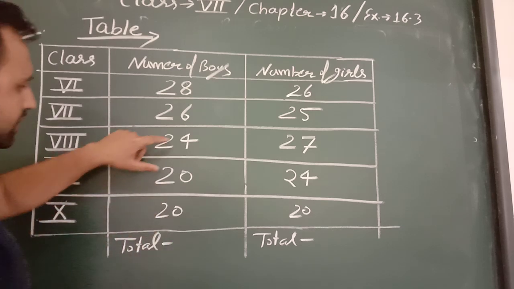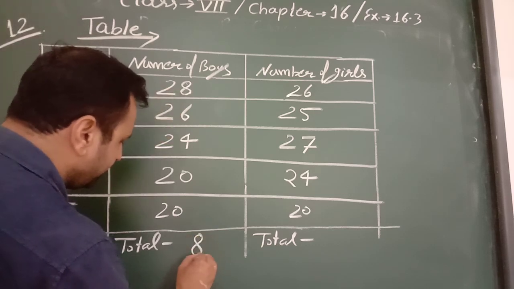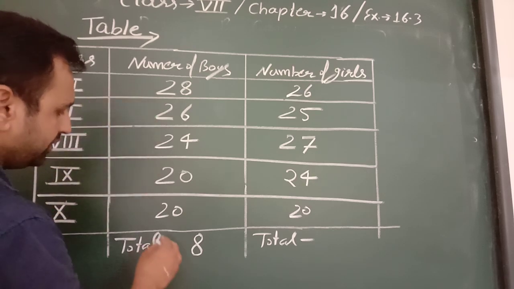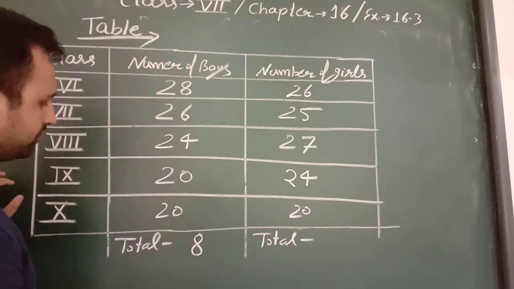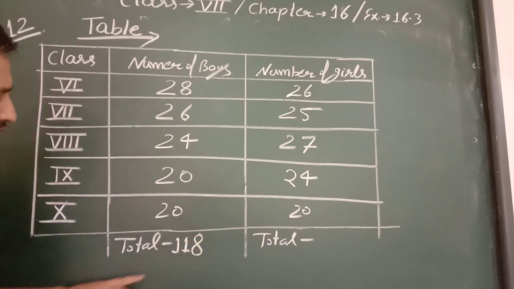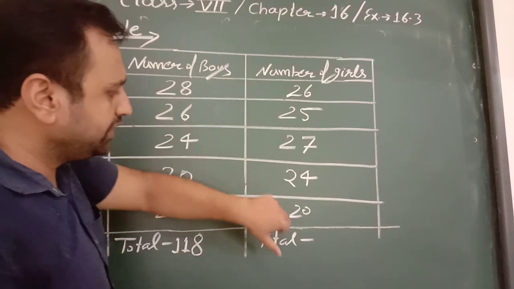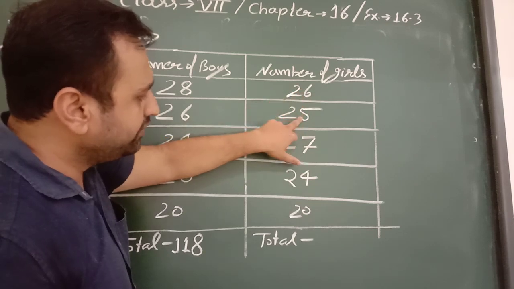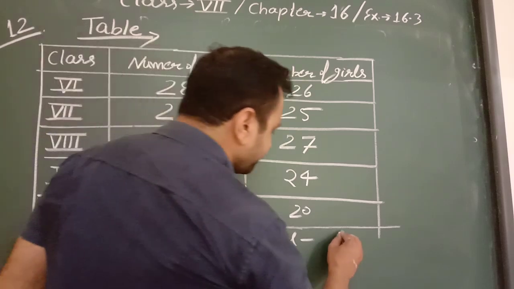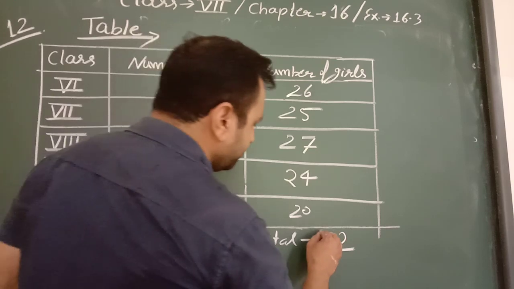Now their total: 6 and 4 is 10, and 8 is 18, 1 carry. 1, 2, 3, 4, 5 means 100, and 1 also carries. So the value is 1 1 8. क्योंकि आपका 10 हो गया, 1 कैरी, तो 1 1 8. Now for the girls: 6 and 5 is 11, 11 plus 7 is 18, 18 plus 4 is 22, 2 carry, 10 and 2 is 12.